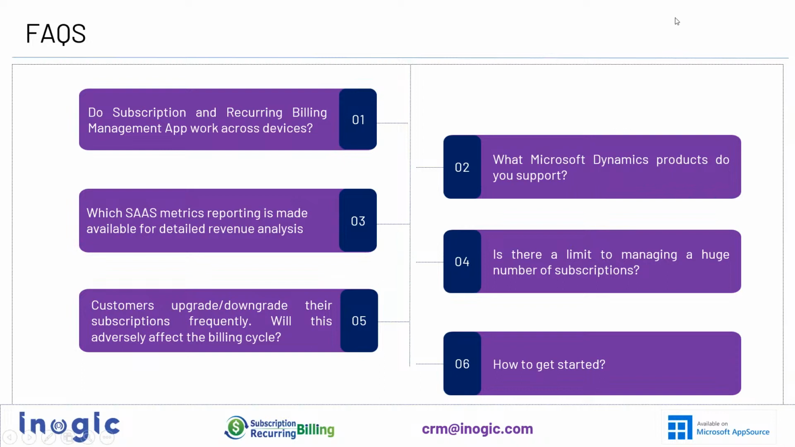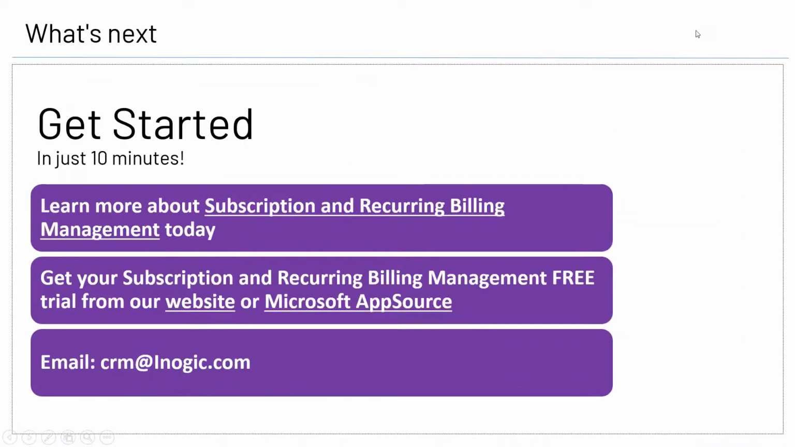How to get started? Well, it's really easy. You can get started in just 10 minutes. So hop onto our website, www.inogic.com, or you can go to Microsoft AppSource, and download the subscription and recurring billing management fully functional 15 days trial. Set it up in your sandbox instance and get complete hands-on with the awesome features provided by the solution.